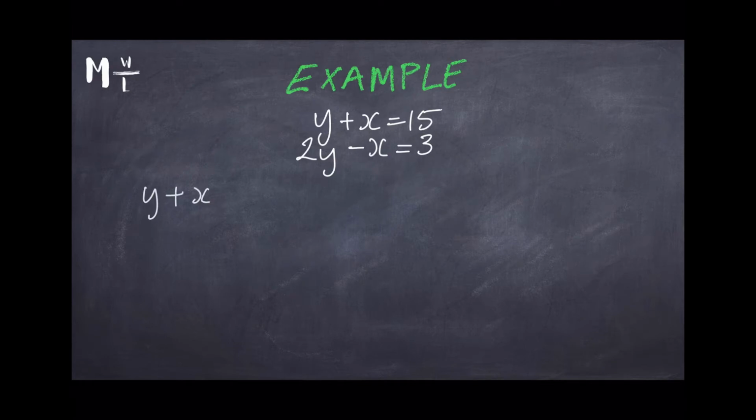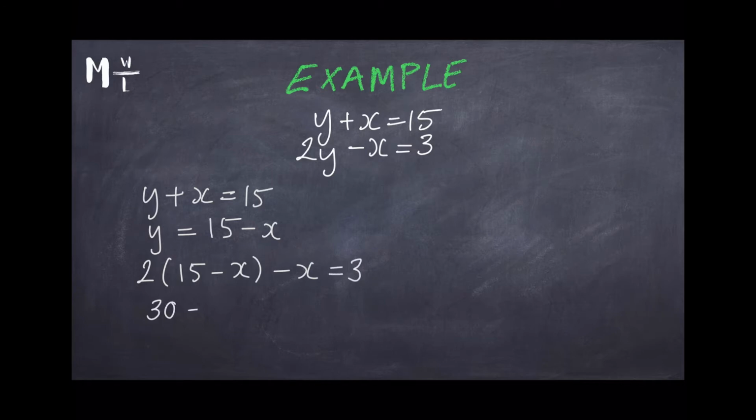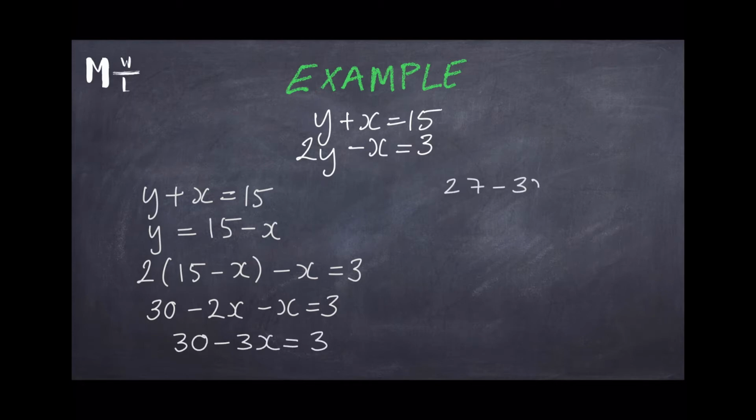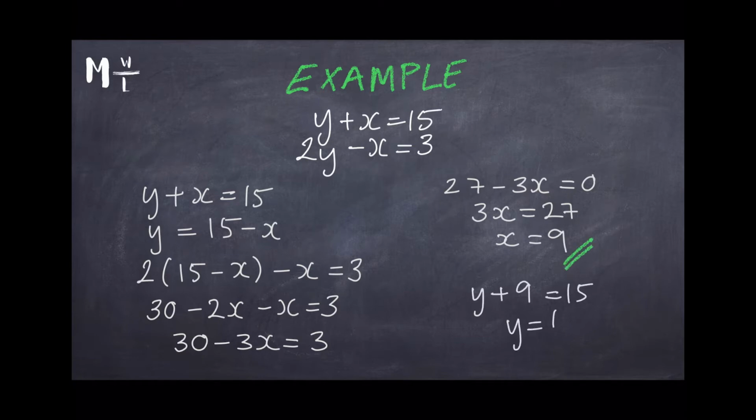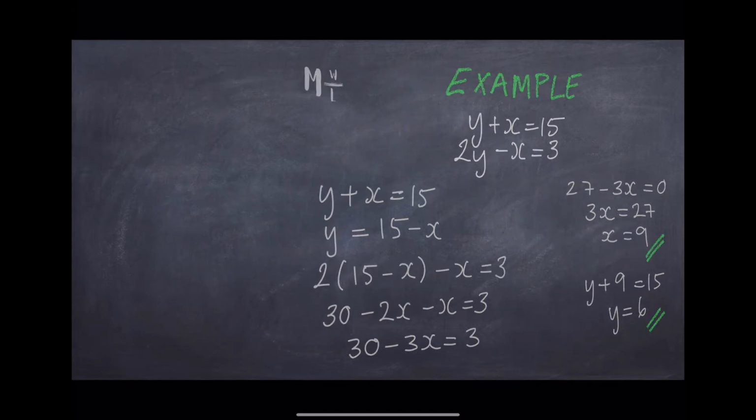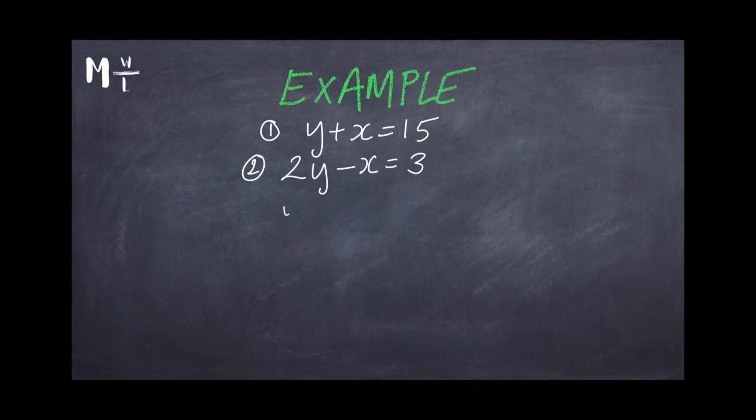So, let's rearrange the first equation to get y in terms of x. That gives us y is equal to 15 take away x. Next, we'll sub this into our second equation and we'll get an equation just in terms of x. That means that we can solve this equation and we can work out the value of x. Rearranging this, we get 27 minus 3x is equal to 0, or 3x equals 27. Dividing this, we get x is equal to 9. Next, we sub this value of x back into the equations to get the value of y, and that in this instance is 6.